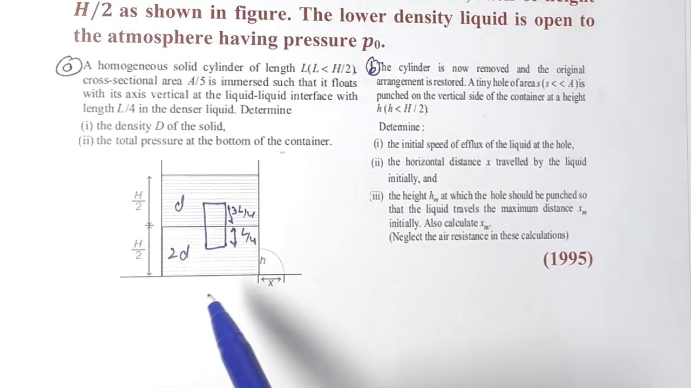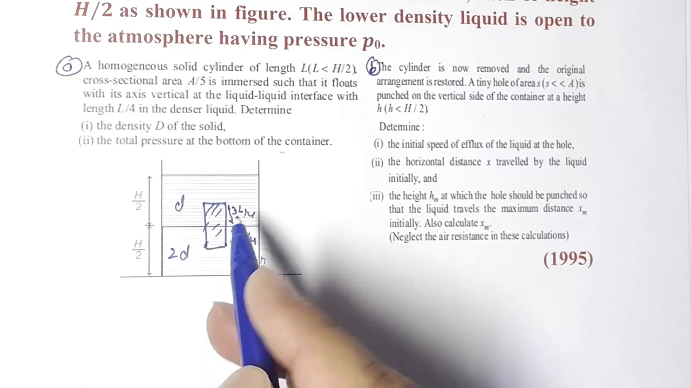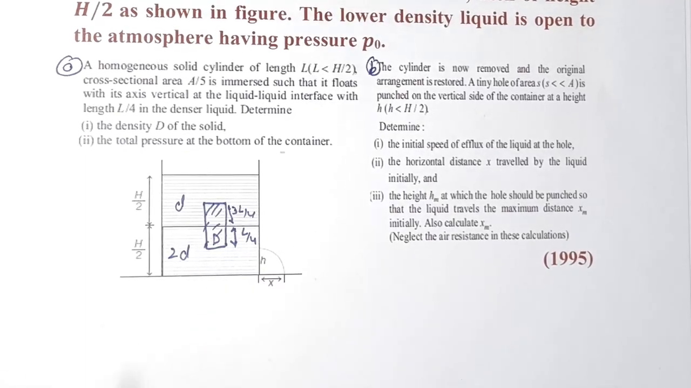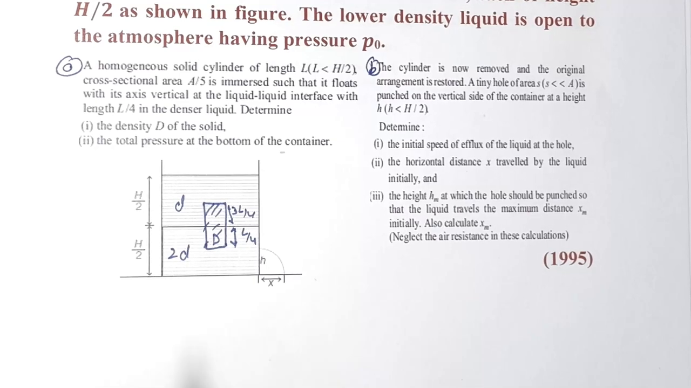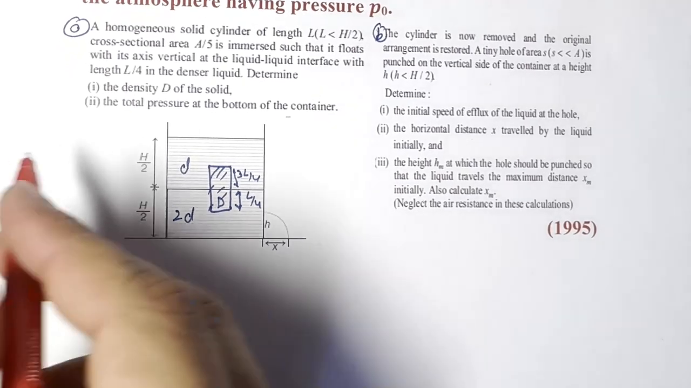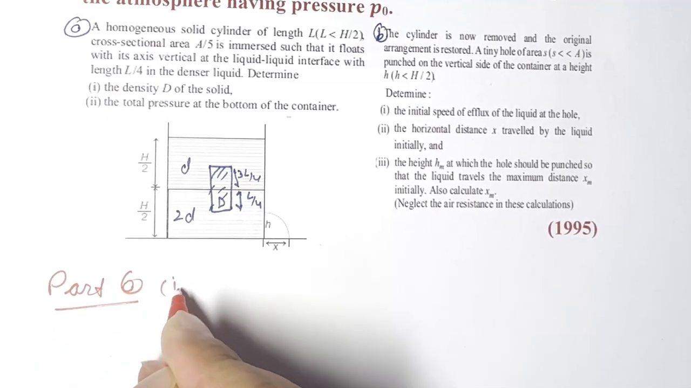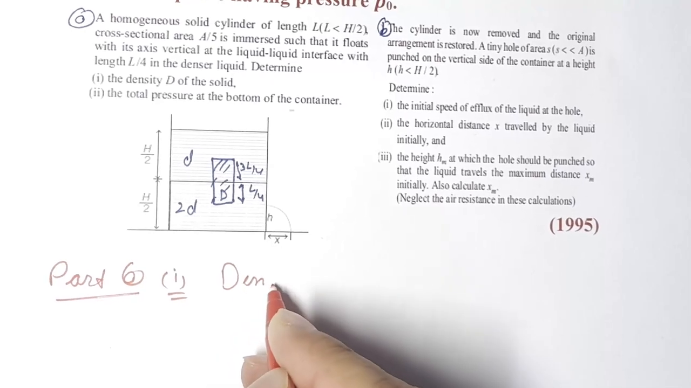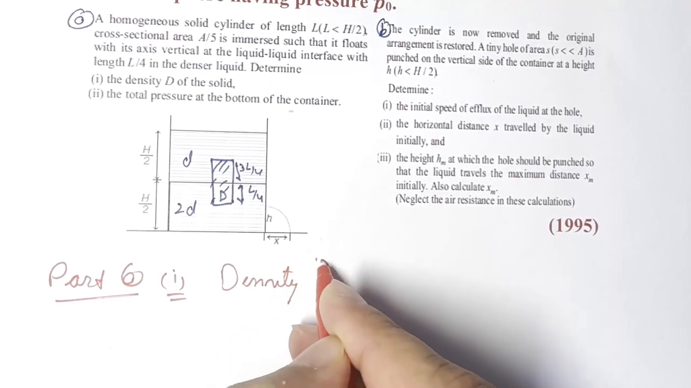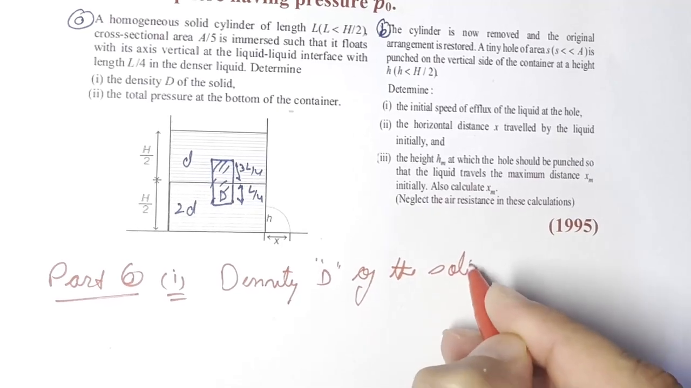And it is given that it is in vertical equilibrium, and this solid is having a density of capital D, which we are supposed to find out in part 1, and part 2 total pressure at the bottom of the container. Okay, so we start with part A. Subpart 1, and which says that density D of the solid.